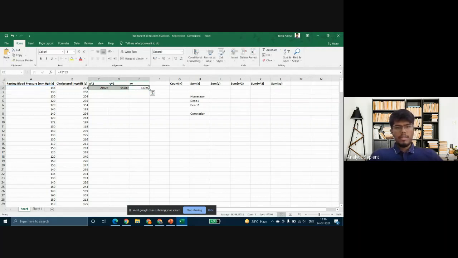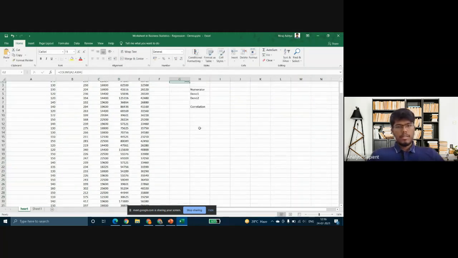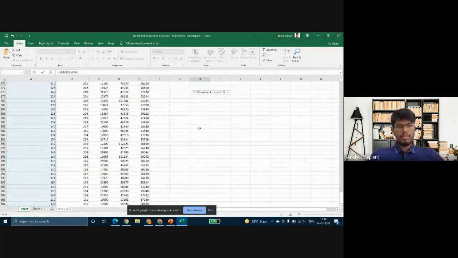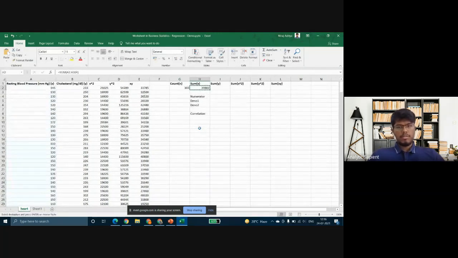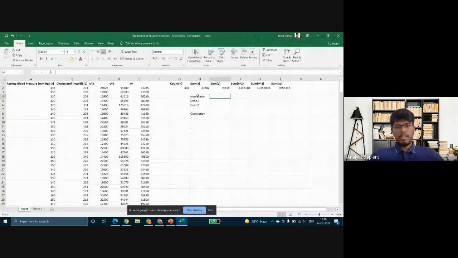Okay. And then we need the other parameters as well. So what's the count of it? What is the sum of blood pressure? What is the sum of cholesterol? What is the sum of square of blood pressure? And also sum of xy. Now let's break it up, right? There's a big formula, so we'll break it up into three parts.